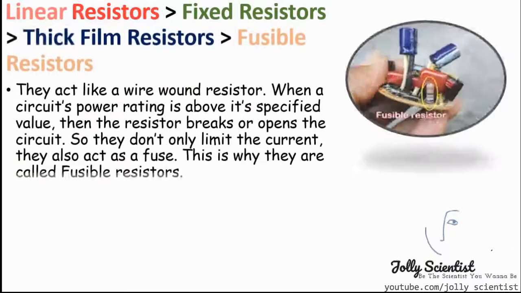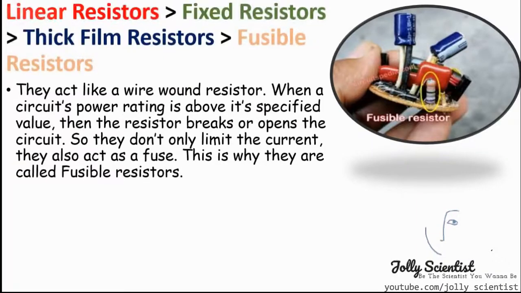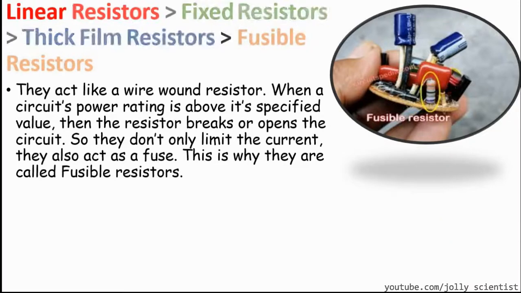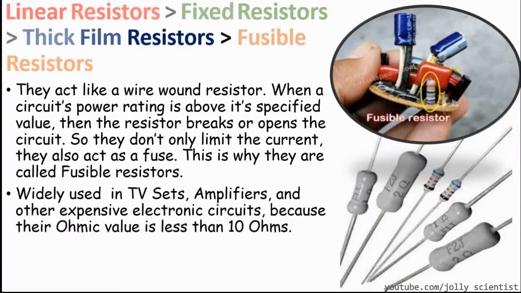The fusible resistors act like wire wound resistors. When a circuit's power rating is above the specified value, the resistor breaks or opens the circuit, so they don't only limit the current, they also act as a fuse. They are widely used in TV sets, amplifiers, and other expensive electronic circuits because of their ohmic values of less than 10 ohms.